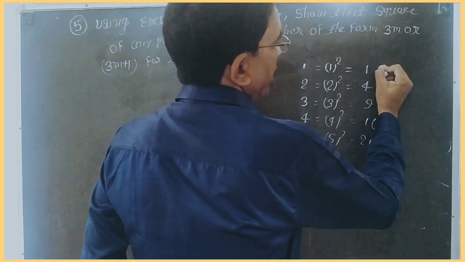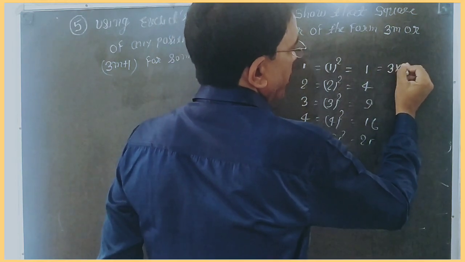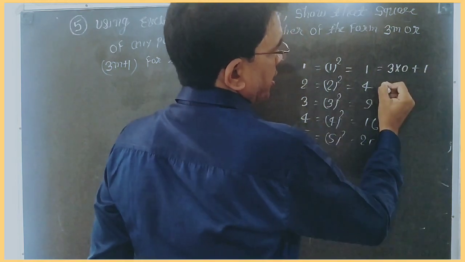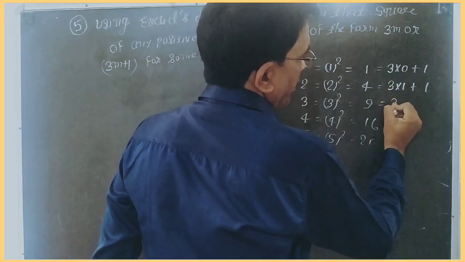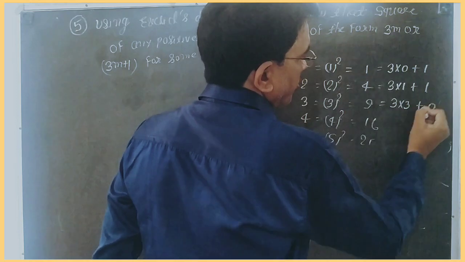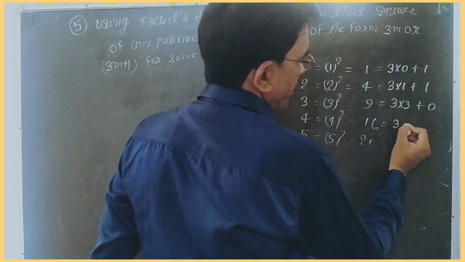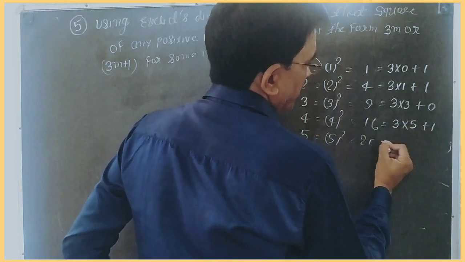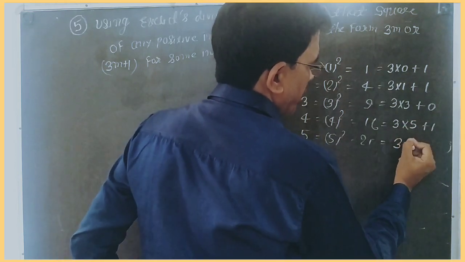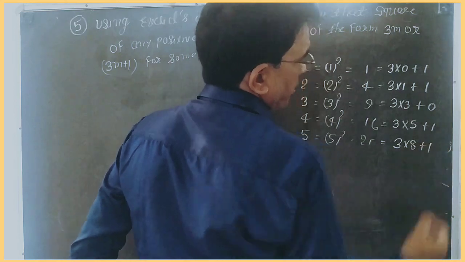You can write these like 3 into 0 plus 1. This is right. 3 into 1 plus 1. This is right. 3 into 3 plus 0. This is right. 3 into 5 plus 1. This is right. 3 into 8 plus 1.